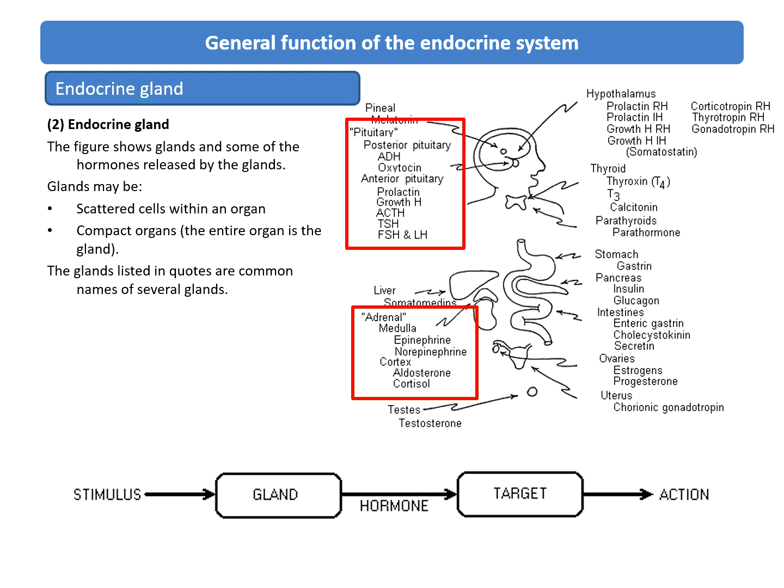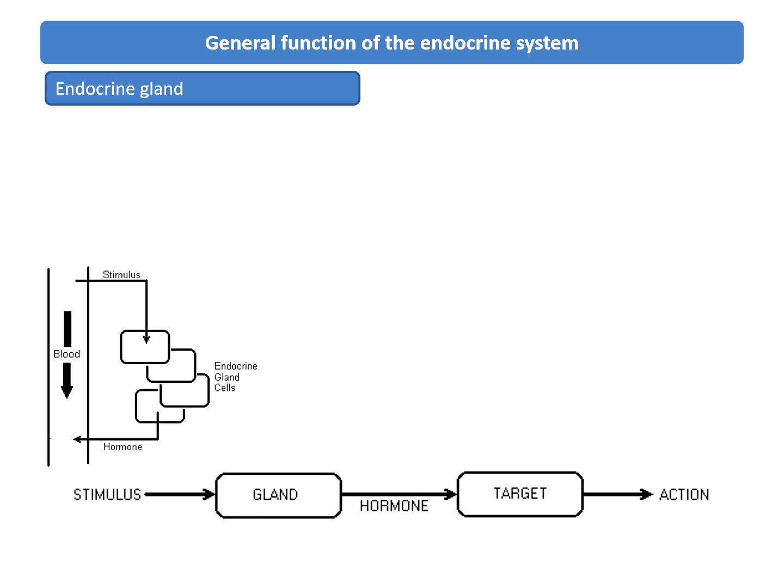Glands listed in quotes are common names of several glands. Pituitary, for example, is actually 2 glands, the posterior and the anterior pituitary. The adrenal gland is 2, the medulla and the cortex. An endocrine gland secretes substances, hormones, into the blood. This is different from an exocrine gland that secretes substances through tubes or ducts, such as a sweat gland.